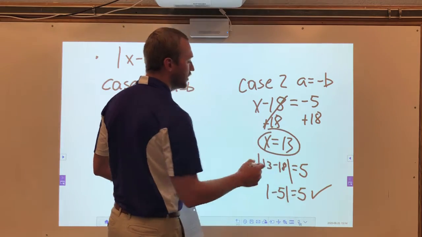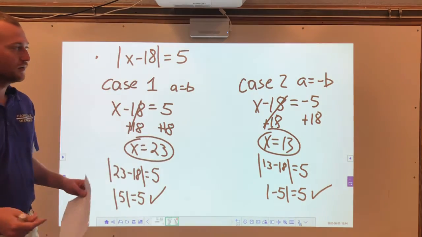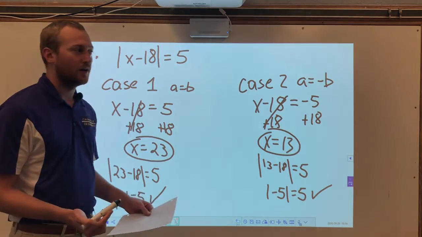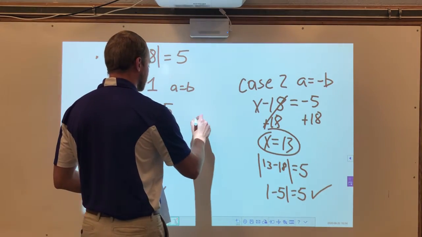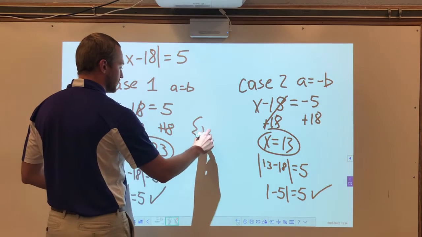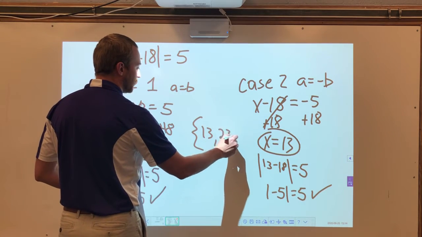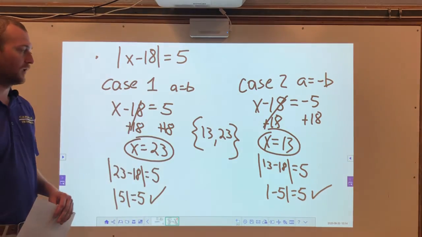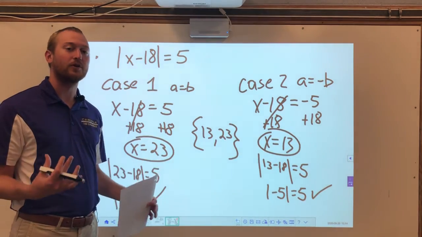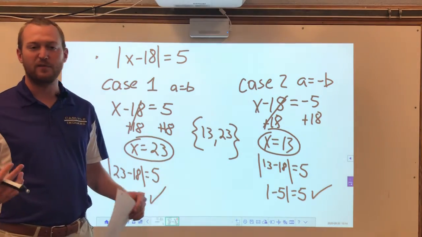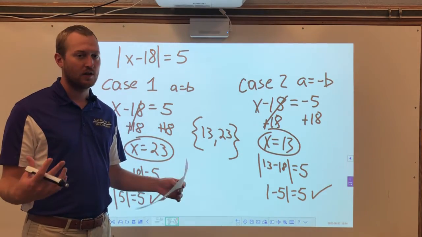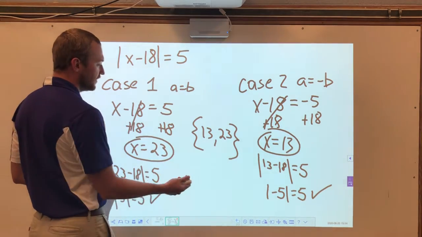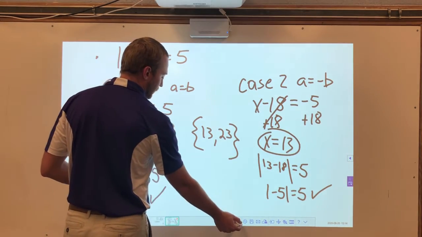There are two solutions. The solution set is what we refer to it as. You could write it like this. The solution set is 13 and 23. A set of numbers goes in a curly bracket. We talked about the set of real numbers, set of integers, whole numbers, natural numbers. This is just a solution set to this problem.